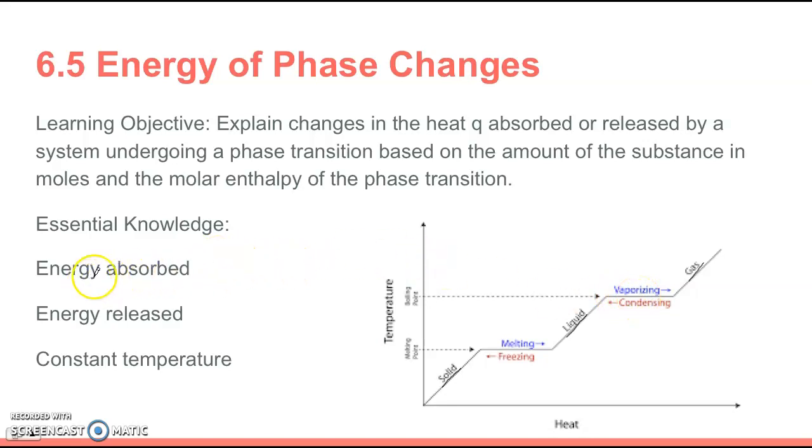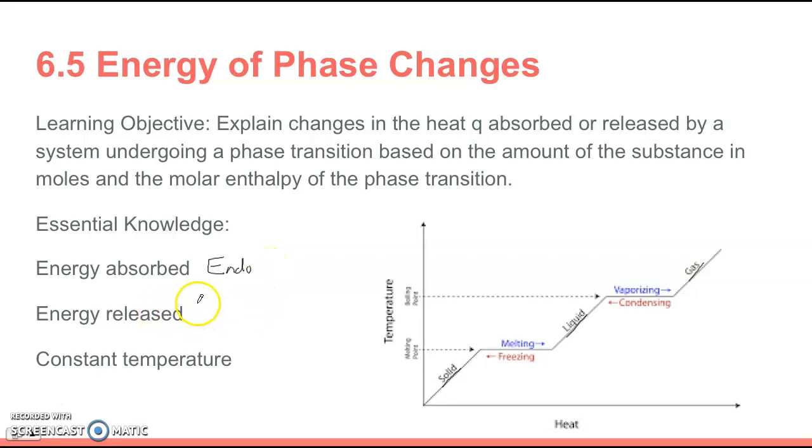Then you want to understand, in terms of the phase changes, which ones are absorbing energy and which ones are releasing energy. Absorbing energy is an endothermic process. They're also called cooling processes, and that's going to be melting and vaporization. The system has to absorb energy to make those phase changes happen. So again, energy absorbed, that's melting and vaporization.